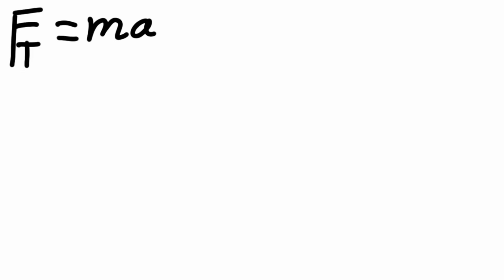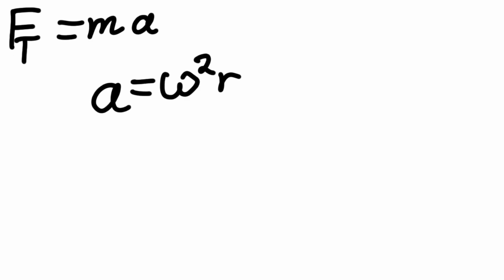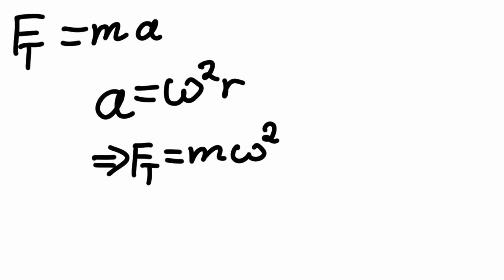From circular motion equations, we know that the acceleration a can also be written as omega squared r. And so plugging that into the F_T equation, we get F_T equals m omega squared r.